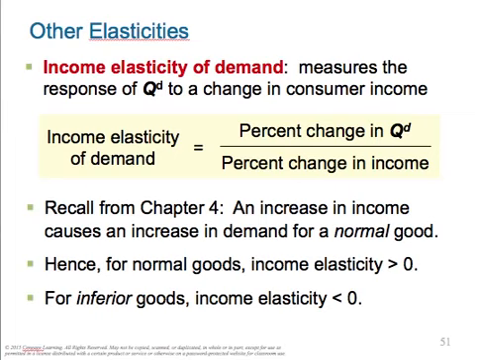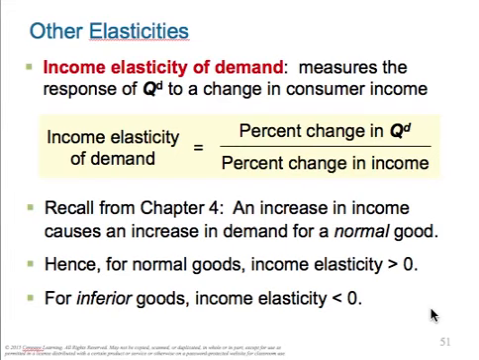So income elasticity of demand is the percent change in quantity demanded over the percentage change in income. So you have a percentage change in income. Hopefully, for your sakes, you get your degree and you get a percentage change in income. It'll go up. There are some things that you're going to want some more of. Recall from Chapter 4, an increase in income causes an increase in demand for a normal good. Hence, for normal goods, income elasticity is greater than 0. Meaning, as you get more money, you're going to want more normal goods. So normal goods are those things you consume more of when you get more money. Dinners out, electronics, that type of thing.